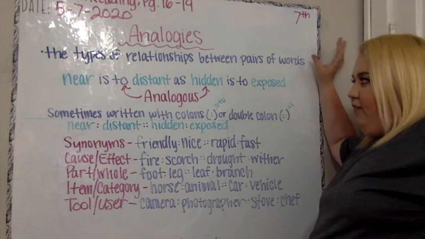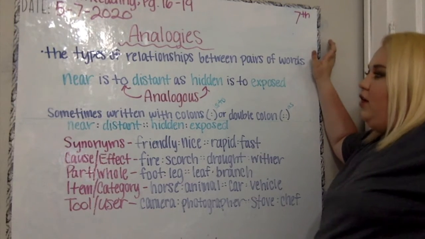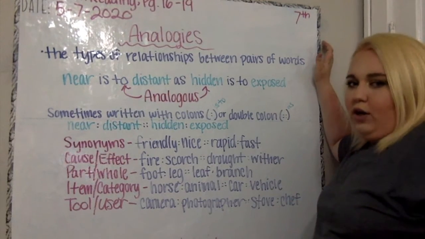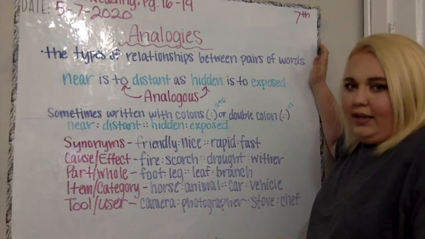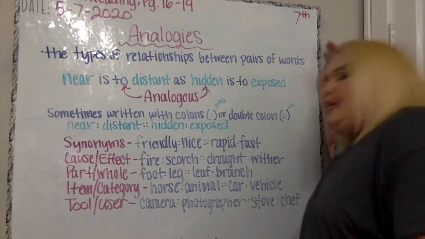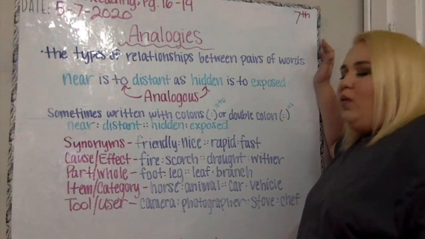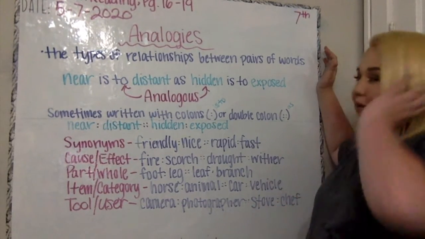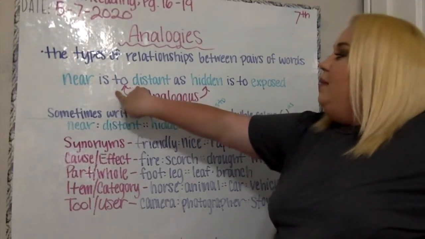So let's think of that first part. Near is to distant. So we have the word near and we have the word distant. Well, what does the word near mean? The word near means that it's close to you or nearby you, right? Well, distant would mean that it's far away or not nearby, not close to you, right? So these two things mean opposite.